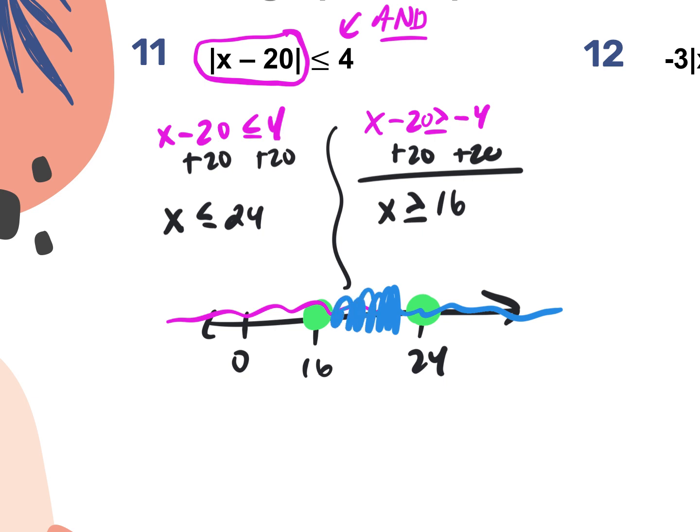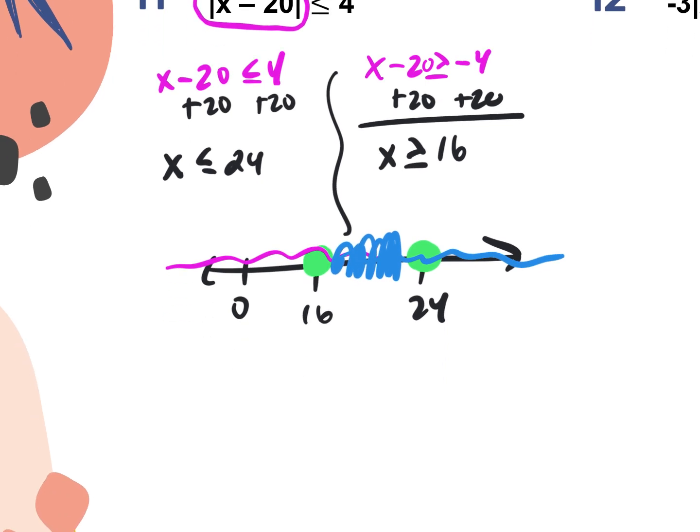So what does my interval notation say? Bracket, good. 16 to 24, good. And I close my bracket. Very good. You guys are doing great.